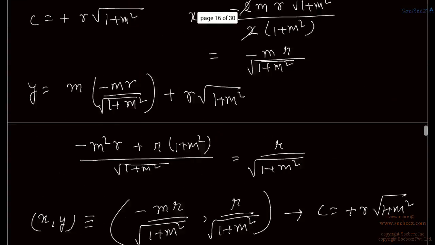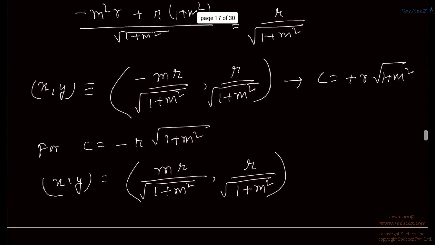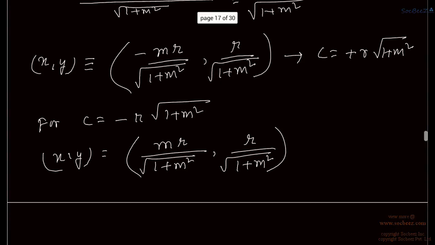Okay, if you substitute −r here, say this is −r, then this is also −r, and this minus minus will be getting cancelled and we will be getting plus as here. And here it is minus, so again this value will be getting cancelled and we will be getting −r instead of plus r. So this should be −r here. This means c is equal to −r√(1 + m²). So these are the points of contact of a circle.